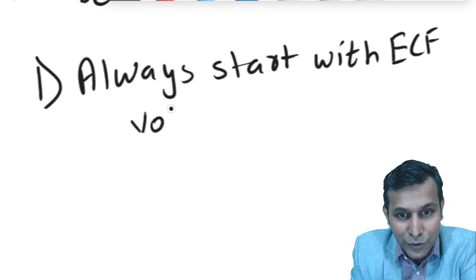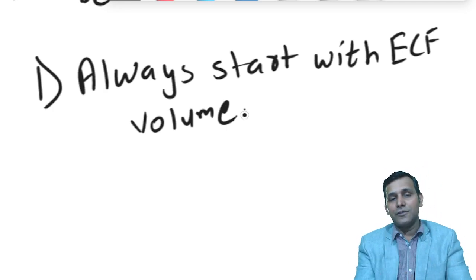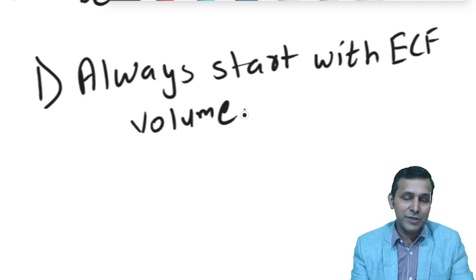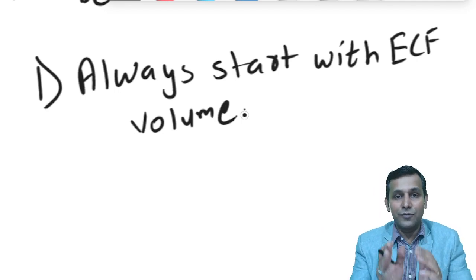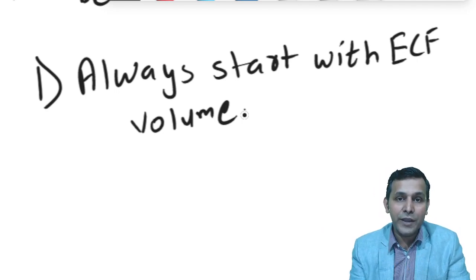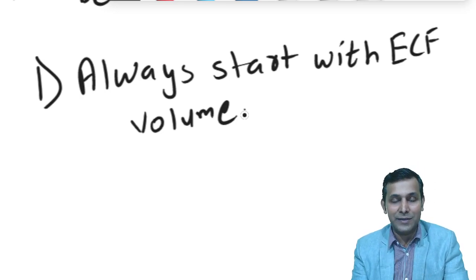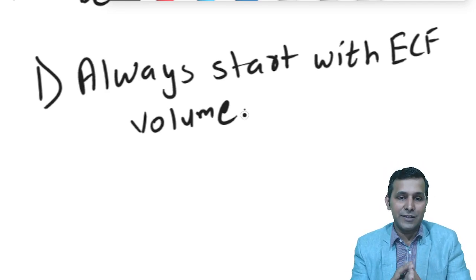As I have told you, being a clinician, you always have ECF as one of the areas where you can work. ICF is never in direct contact with the clinician. You always work on ECF and then the changes in the ICF. So whenever you read the plot, always start with the ECF volume, whether it is increasing or decreasing. So always start with ECF volume.